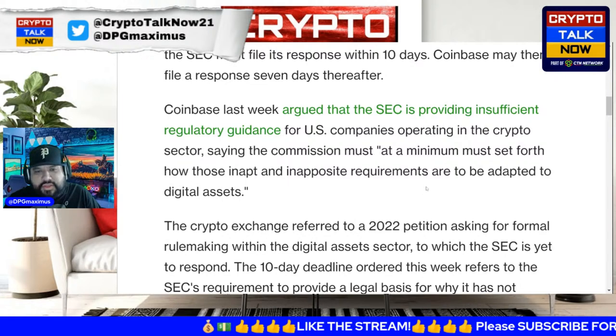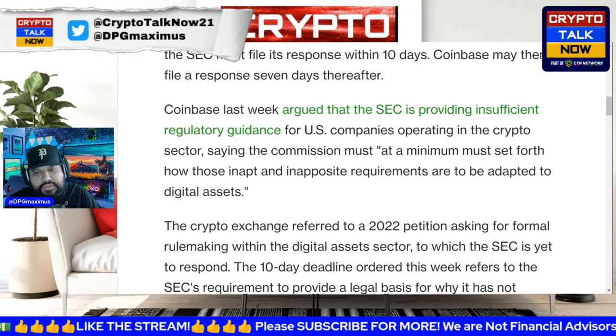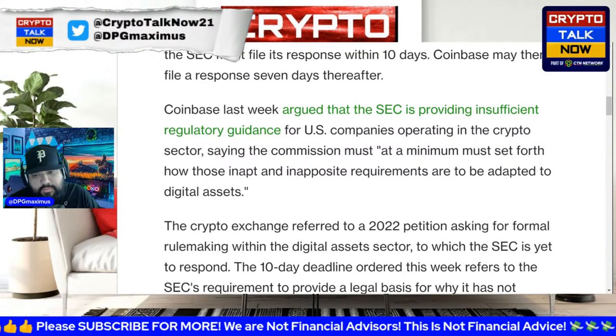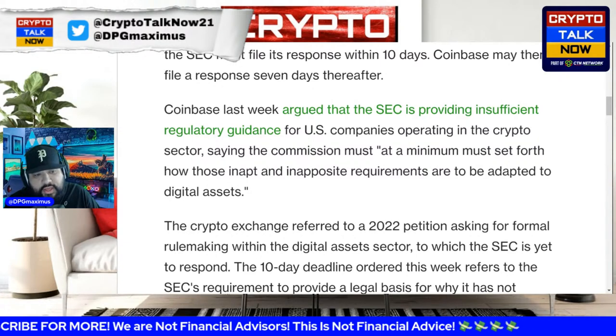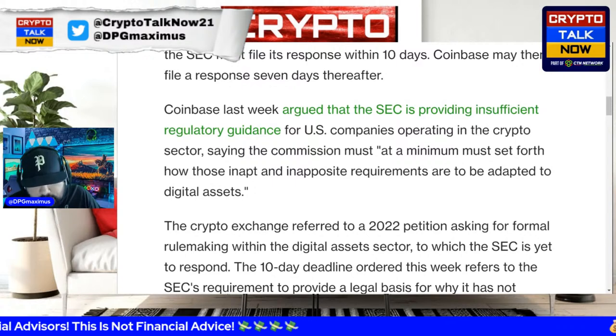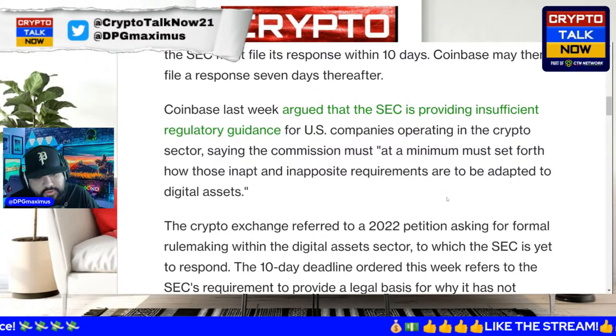Coinbase last week argued that the SEC is providing insufficient regulatory guidance for U.S. companies operating in the crypto sector, saying the commission must, quote, at a minimum, set forth how requirements are to be adapted to digital assets.